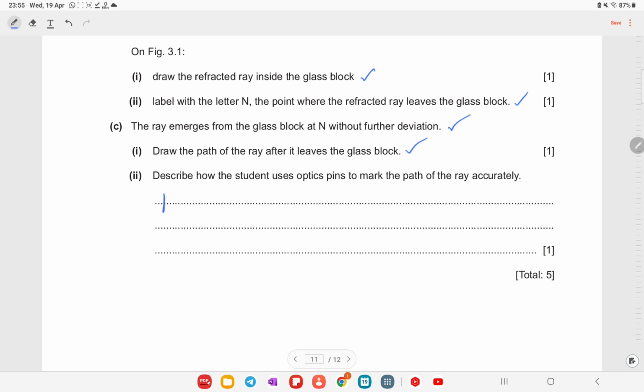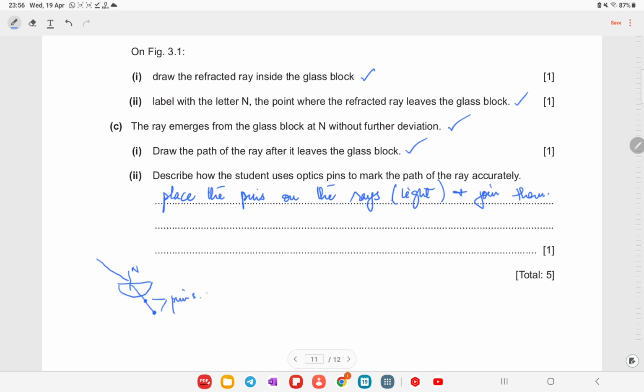So you have to place the pins on the ray. This is basically the light ray, and join them. Simple as that. If you are pointing your laser light at the semicircular block, this is your normal, and it is going to refract like this. You just have to put your pins over here and then join them. So these are your pins. This is how you do this question.